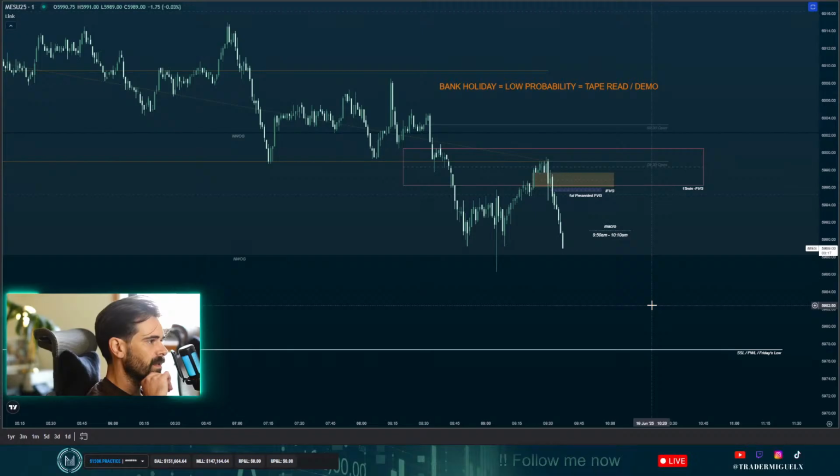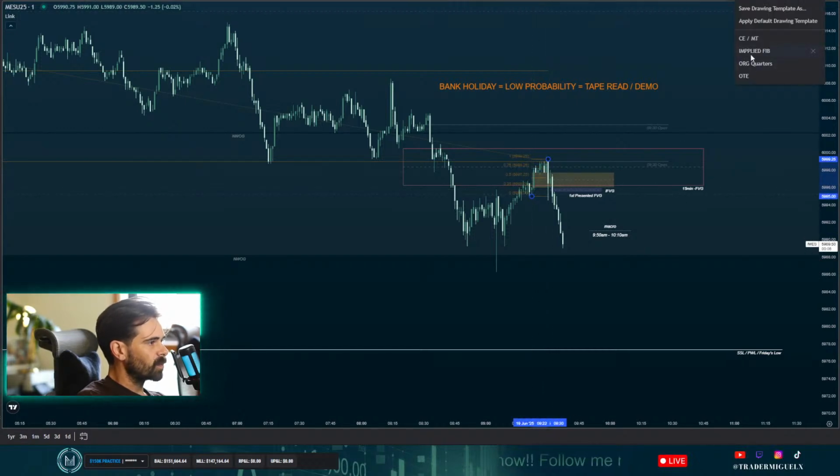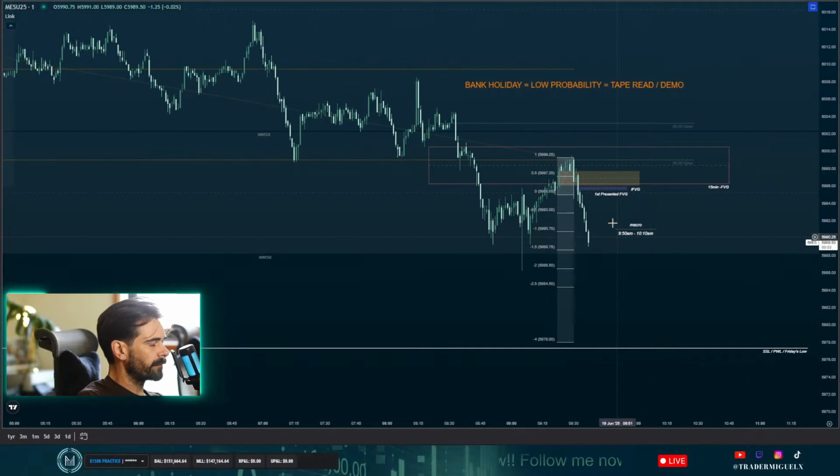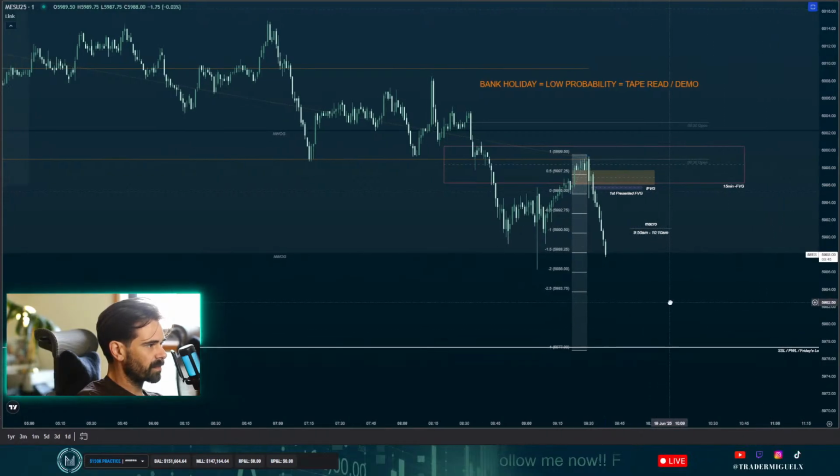So let's wait a bit just to see if price really wants to go there. If we look into the projections here, we can see that this is the last swing high inside the 1 minute time frame. If we project this into our draw, we can see that clearly -4 has a lot of confluence for Friday's low.